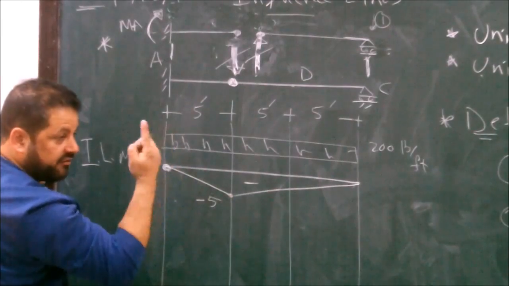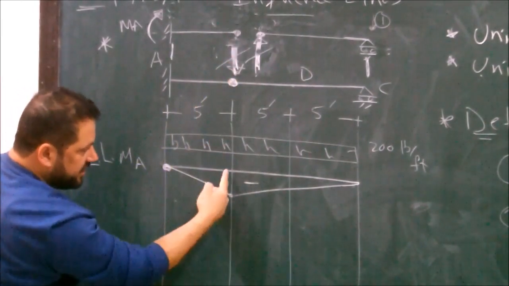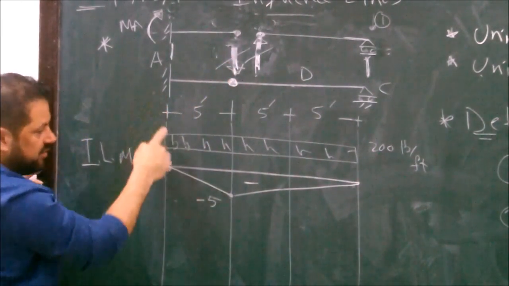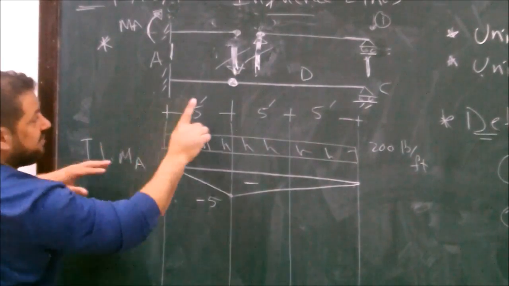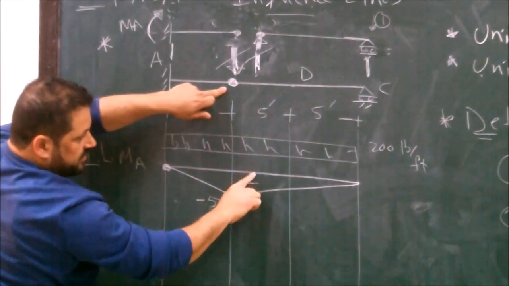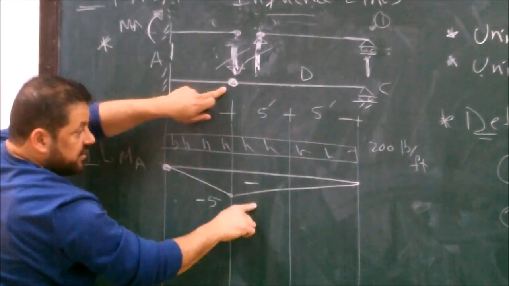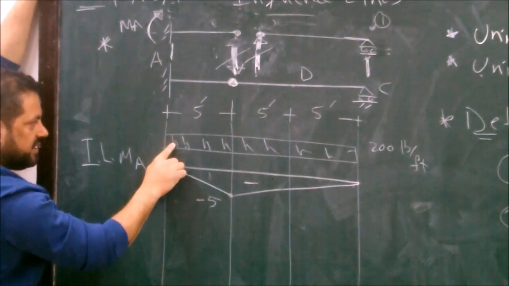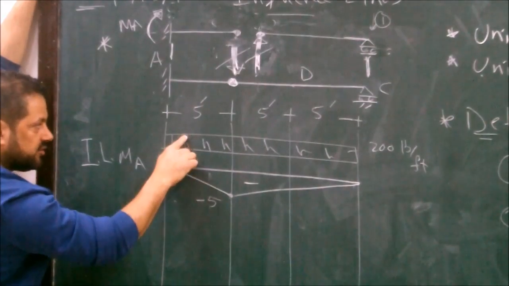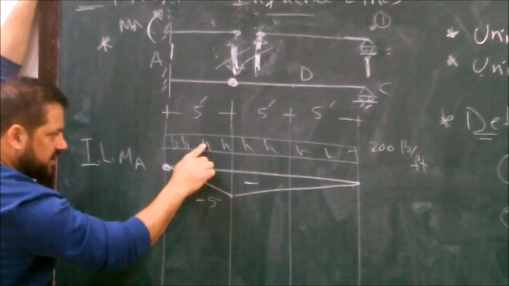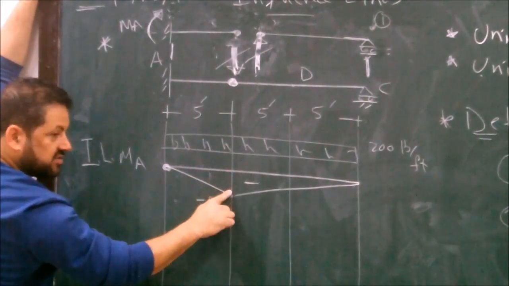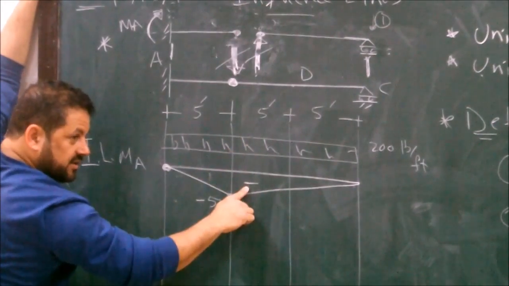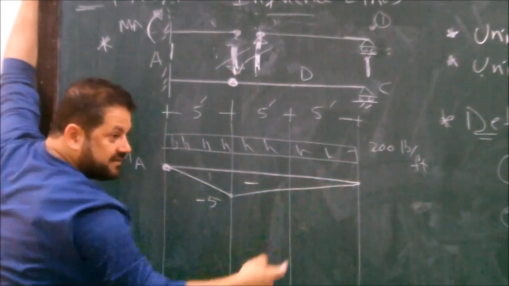Minus 5. If we have 1 unit load standing here, this minus 5 means the moment at A will be minus 5. If we have another one here, it is the load times this, and another one here, the load times this. So it will be 200 times this, 200 times 5. It means 200 times the area.